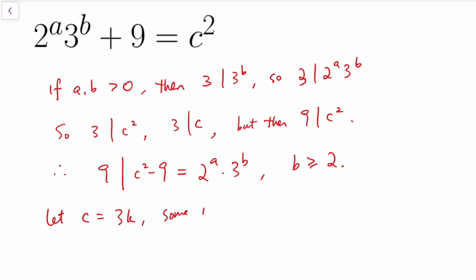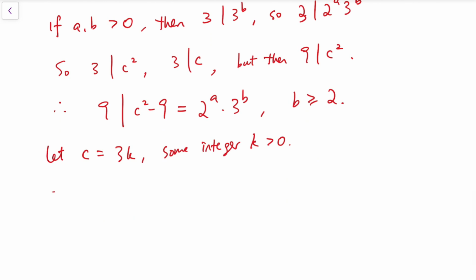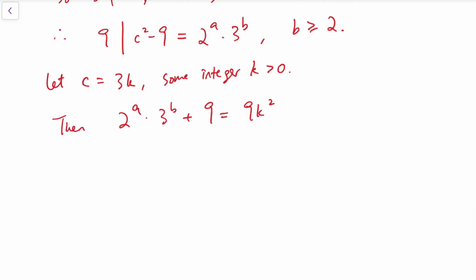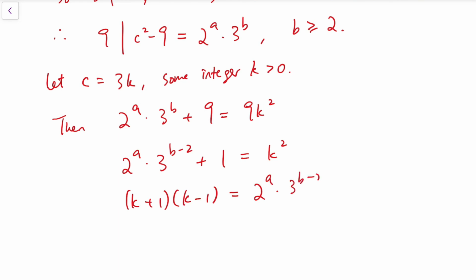So then I'm going to let c equal 3k, for some positive integer k. Then 2^a times 3^b plus 9 equals 9k squared. We can divide both sides by 9, and we have 2^a times 3^(b-2) plus 1 equals k squared. Or if I move 1 to the other side and factorize, we'll have (k plus 1) times (k minus 1) equals 2^a times 3^(b-2).